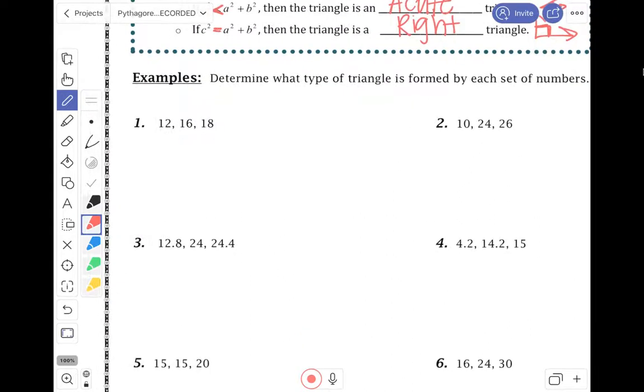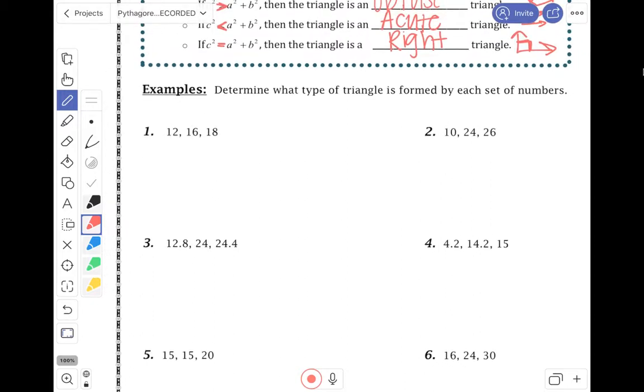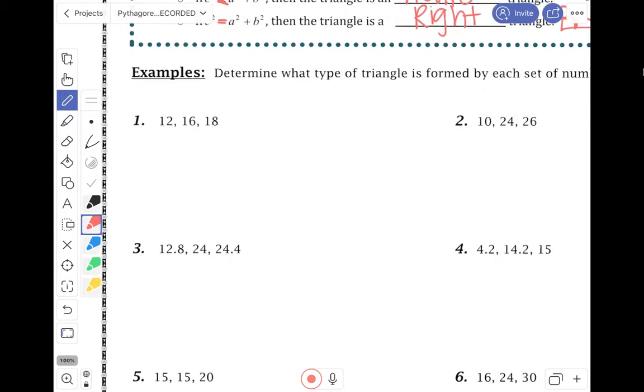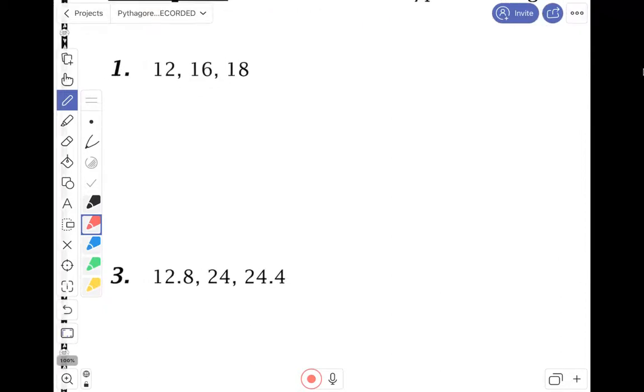Okay, so it says determine what type of angle is formed by each set of numbers. So this time they're not giving us a picture, they're giving us numbers. Again, we always know that the biggest number is our hypotenuse. It's the big and chunky side. So the other two are our legs. So we need to determine our two legs, 12 squared plus 16 squared. We need to determine what goes here. Is it going to be greater than, less than, or equal to 18 squared?